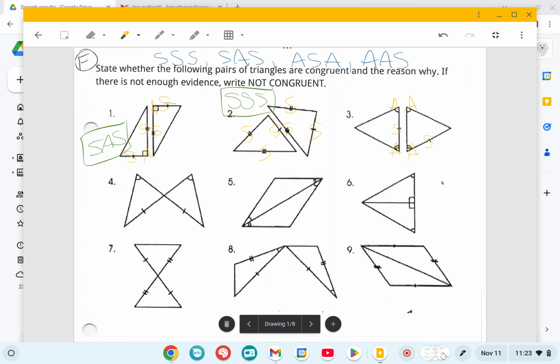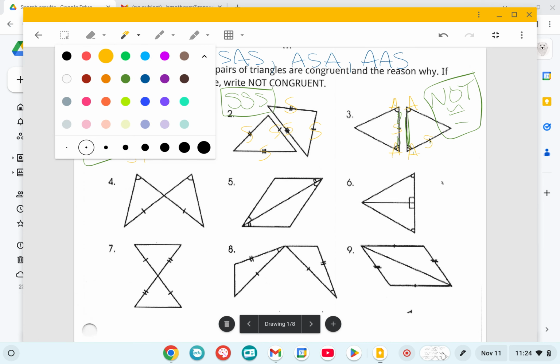The first triangle is in the ASA. So we have an angle, we have a side, and we have an angle. And then the second one, we have 2 angles, but the side is not in the same place. It's not between the 2 angles like it is over here. So this second triangle is not in the same arrangement as the first triangle. And if that happens, you're just going to put not congruent because they are not congruent for that reason.